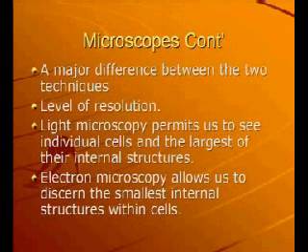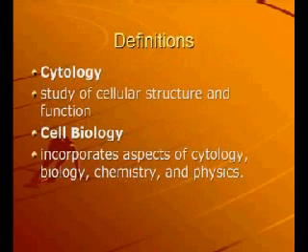A major difference between the two techniques is the level of resolution. Light microscopy permits us to see individual cells and the largest of the internal structures. Electron microscopy, however, allows us to discern the smallest internal structures within the cells. Your textbook gives some illustrations of light microscopy and electron microscopy, and as we go further into this lecture, I'll have some illustrations and pictures for you as well.